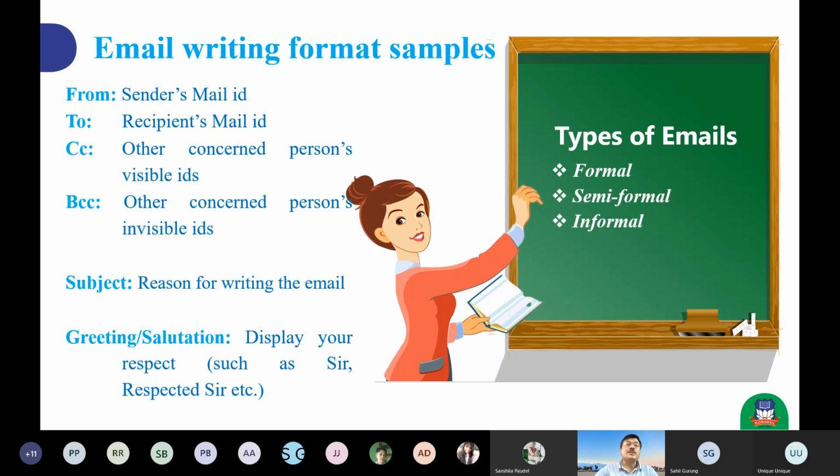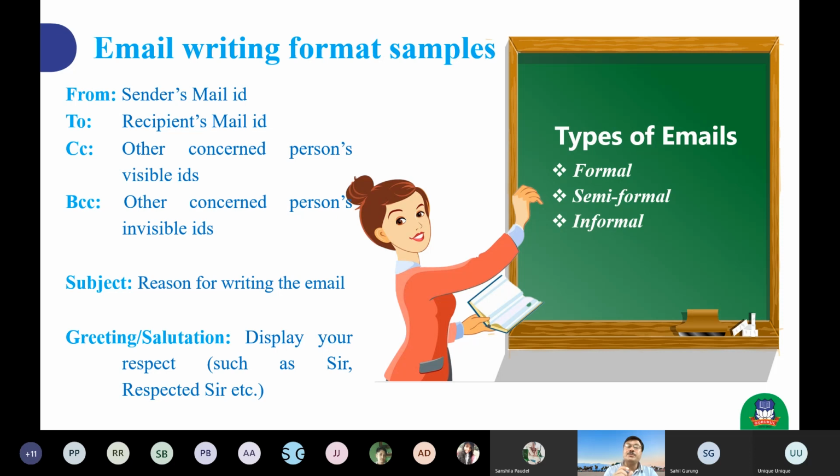So here, let's talk about what I showed you in the picture previously: email writing format samples. I showed some samples previously, the same thing is here, but you need to write this also. From: sender's mail ID. To write, send or receive an email, sender and receiver both must have email addresses. Always from the sender's mail ID to the recipient's mail ID, it is sent.